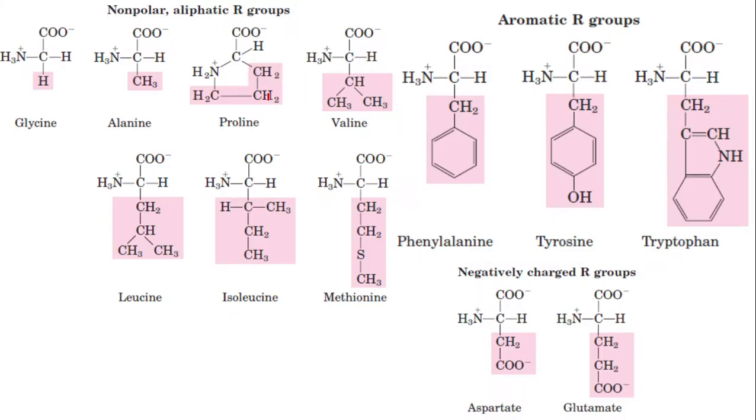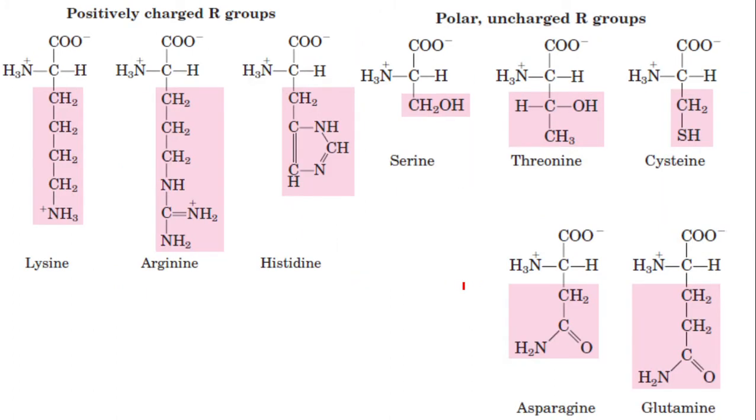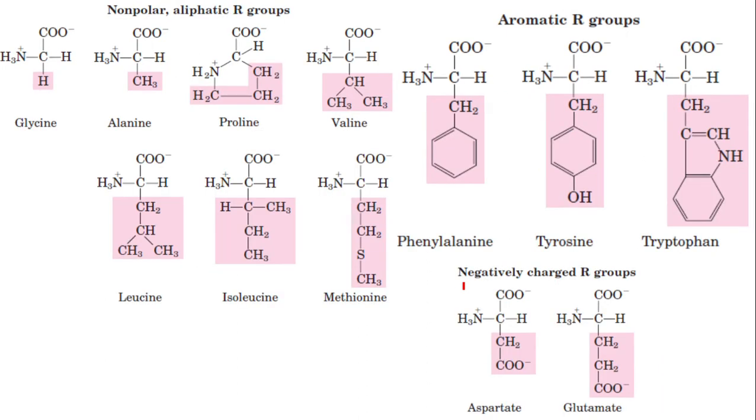Here we have the first category, non-polar aliphatic R groups. Then we have amino acids with the aromatic R groups, and we have amino acids with the negatively charged R groups. What are the remaining? They are coming in the next slides. Come back. The simplest of the amino acid is glycine. What's the R group of glycine? It is shaded here. The R group of glycine is a hydrogen atom.